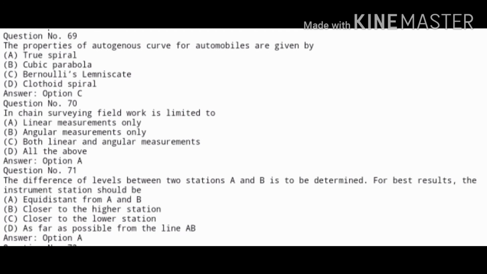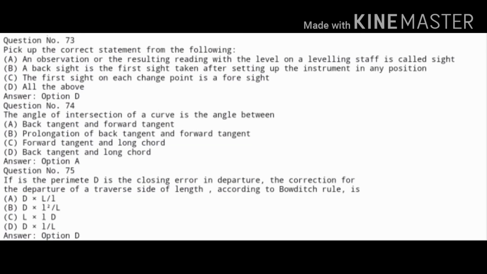Properties of an easement curve for automobiles are given by Bernoulli's lemniscate. In surveying, field work is limited to linear measurements only. The difference of levels between the two stations A and B is determined. For the best results, the instrument station should be equidistant from A and B. Pick up the correct statement. Option D is the correct answer.